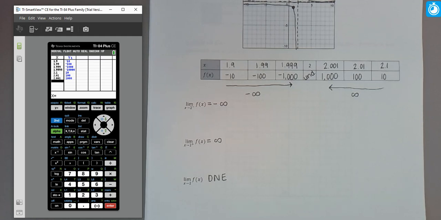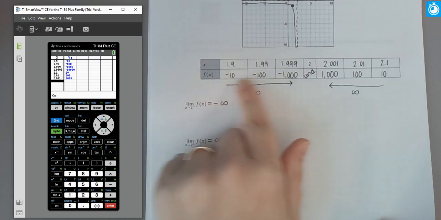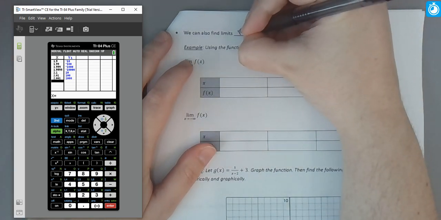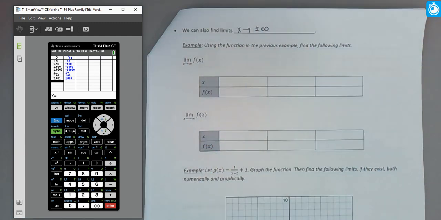So these are examples of infinite behavior in terms of the outputs, the y values, specifically as x approaches a fixed, constant number. Now we can also look at infinity the other way, maybe not in terms of what's happening with the y values, but what happens if our x approaches infinity. So we can also find limits with x approaching positive or negative infinity. Let's use the same function, but now we want to find the values of the limits as our x values go to infinity or to negative infinity.